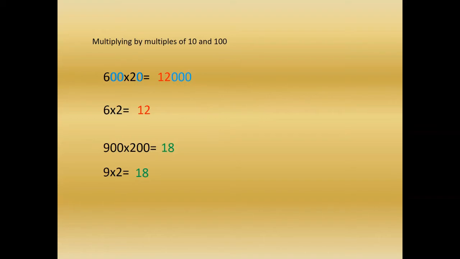Now what is our next step? Is the answer just 18? No, so we have to count how many zeros we have in our question. So looking at our zeros, we have 1, 2, 3, 4. So what do we have to do with those 4 zeros? We put them behind the answer. So that means our answer for 900 times 200 would be 180,000.